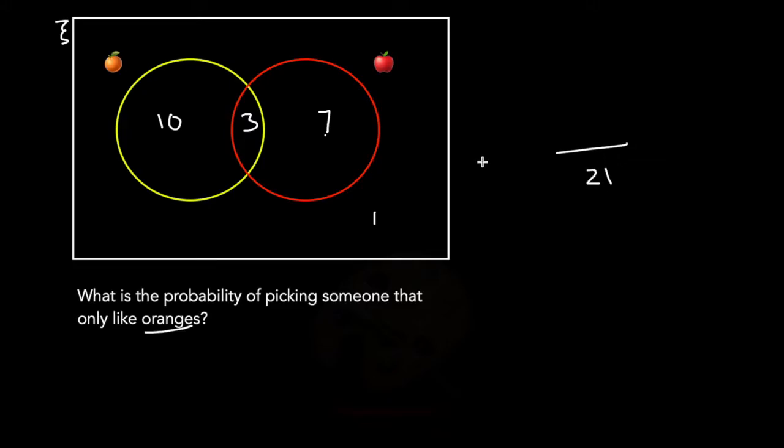Now we come to the actual question. How many people only like oranges? Well, the answer is 10. Now, you could be asking yourself, why is it not this 3 as well? Why is it not 13? Well, this 3 also includes people that like apples as well. It's not just oranges. So the people that only like oranges would be this part here, so 10. So our final answer is 10 over 21. We can also write this as a percentage, so you can use your calculator to find that.